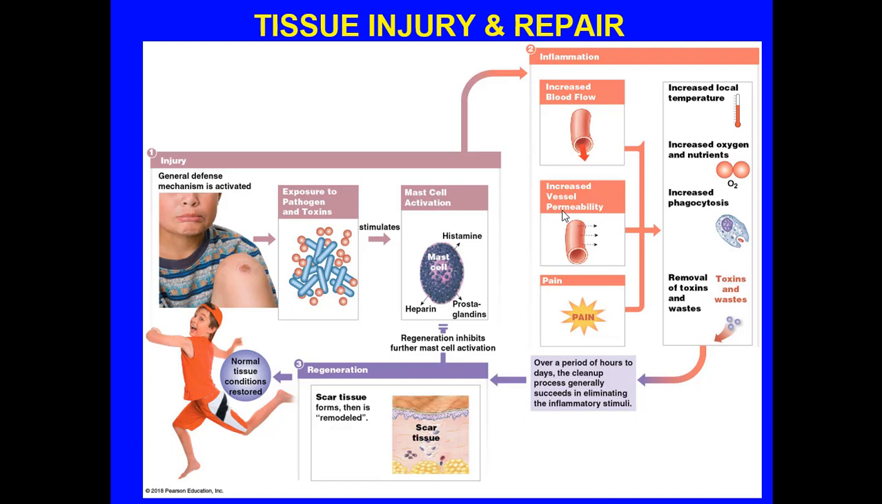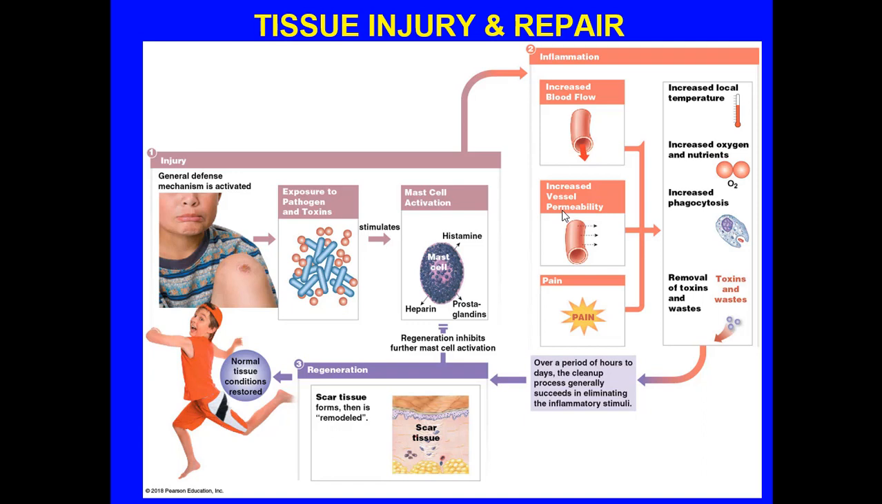Increased oxygen and nutrients again increase the metabolic activity to fight off the infection and begin repairs. Increased phagocytosis: macrophages and other white blood cells will be brought into the area. They will send out signals to bring even more cells in to fight off the pathogens. And eventually comes the removal of toxins and wastes. Once we've done that, over a period of days or hours, you've got a cleanup process to begin.